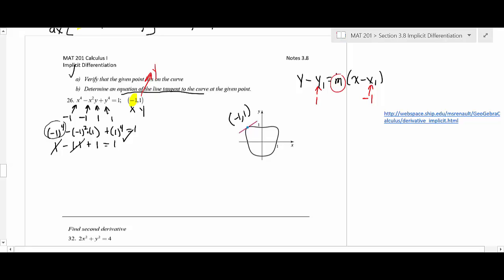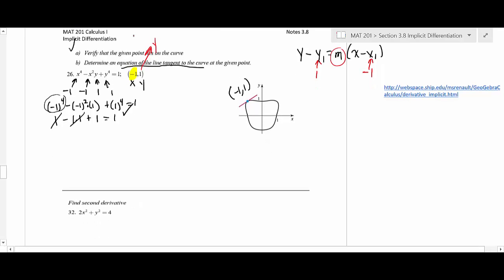And how are you going to do that? You're going to do the derivative, but the derivative you have to do implicitly, okay? So we got to do implicit differentiation on this problem. That's the whole big deal with this one then. All right, so let's work on that a little bit.